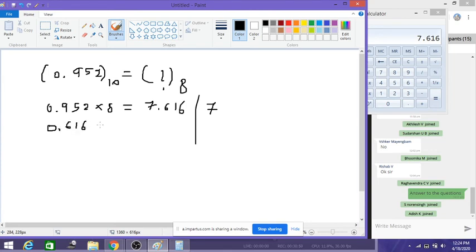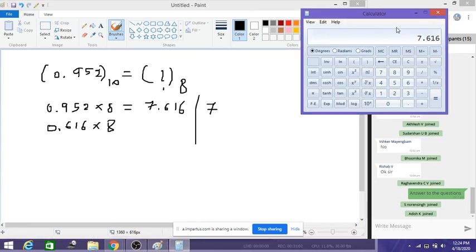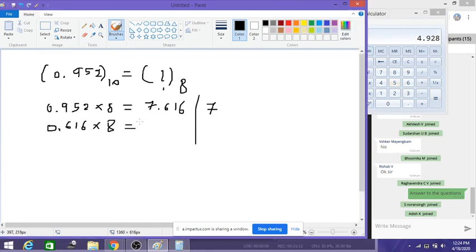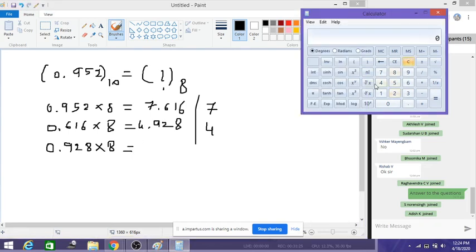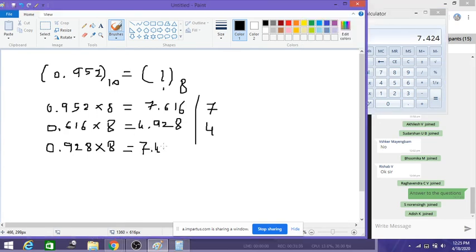So we have to write again 0.616 into 8. So multiply with 8 again. So what do we get? 0.616 into 8, you'll get 4.928. So write down this 4 here. Then you take 0.928 into 8. So again, let us multiply this, 0.928 into 8. You'll get again 7.424.